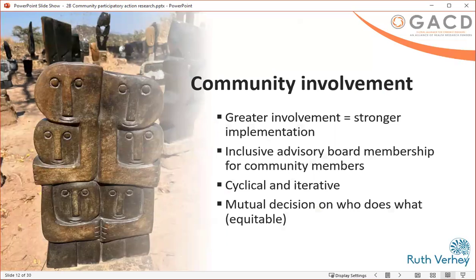And this is why we're here talking about implementation science, because this is exactly down our aisle. We want to understand how to implement programs in communities so that they actually work long term. And obviously, the more the involvement, the stronger the implementation will be. The inclusivity of, for instance, advisory board memberships are a big topic. We would probably intuitively go to those who are community leaders, who are gatekeepers.